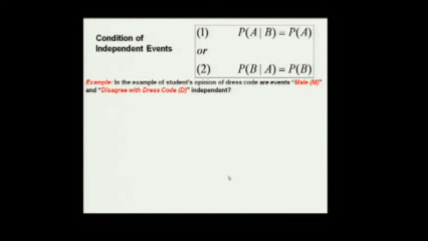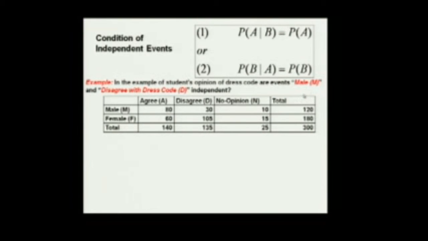Let's take an example. In the example of students' opinion on dress code, we have events male and disagree. Let us examine these events, male and disagree. Are these independent or dependent? Meaning, is whether disagreeing with the dress code has anything to do with the fact that the student is a male. So events M and D are independent events if P(M given D) equals P(M).